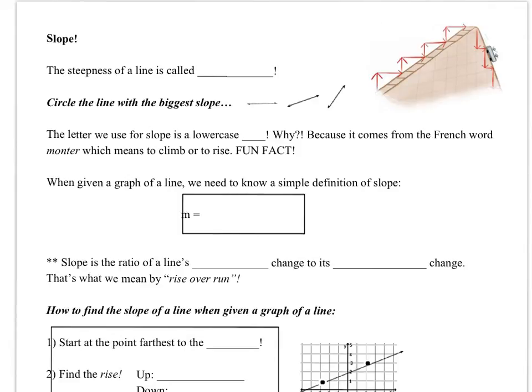Hey everybody, today we're going to do a review of slope. So remember, slope is how steep a line is. So the steepness of a line is called slope.